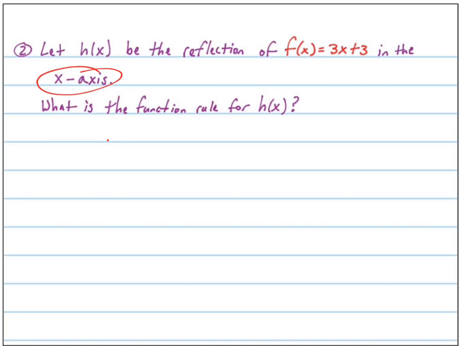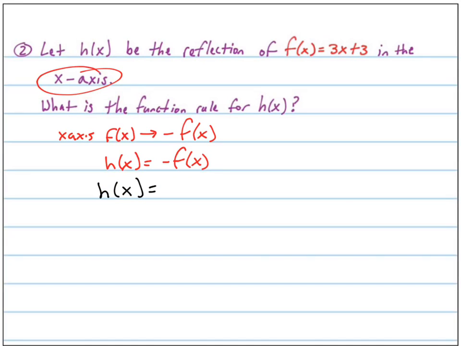So if we're going over the x-axis, remember this means that f of x would change from f of x to negative f of x, or our output, our y values, are changing. So that means in this case, h of x is equal to negative f of x. So if we're going to calculate this function, we're going to have h of x equals, well, what's our f of x expression? 3x plus 3.